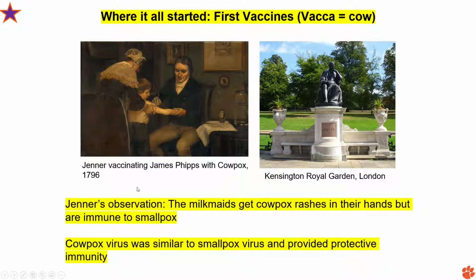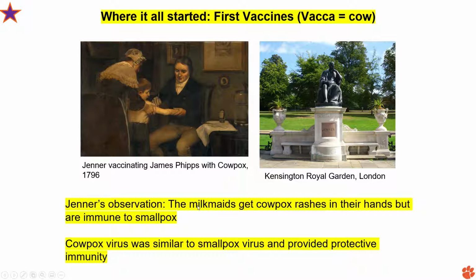And these are some of the observations: the milkmaids got cowpox rashes on their hands, but they were immune to smallpox. The cowpox virus was similar to the smallpox virus and provided protective immunity. So let's see.